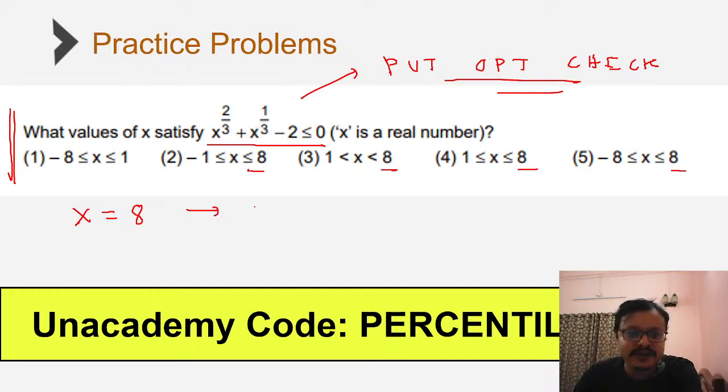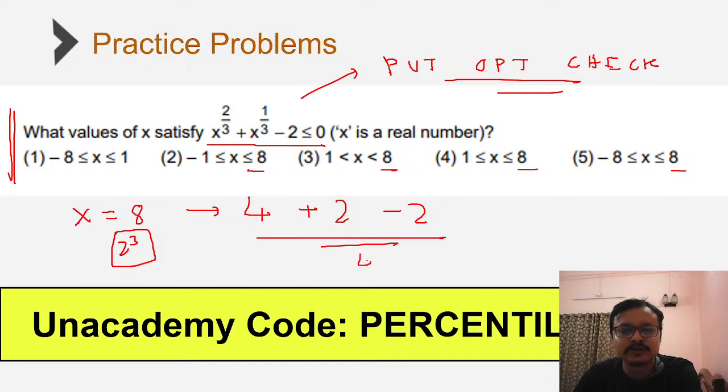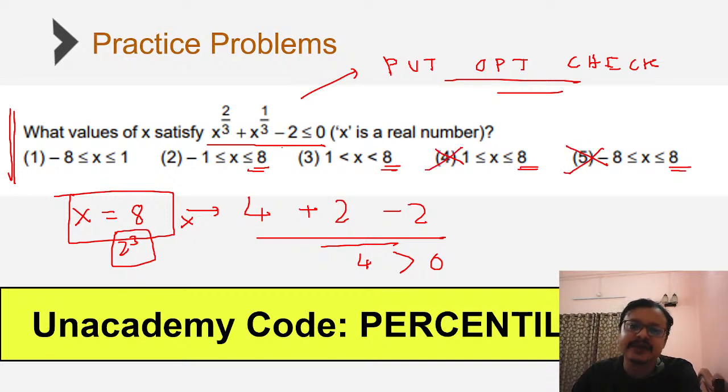So I put x equal to 8. 8 is nothing but 2 cubed. So x to the power 2/3 is 4, x to the power 1/3 is 2, minus 2. 4 plus 2 minus 2 is equal to 4, which is greater than 0. Which means x equal to 8 is not satisfying. So all those options which talk about x equal to 8, you can immediately eliminate, which automatically means you're left with only one option, that is option A.